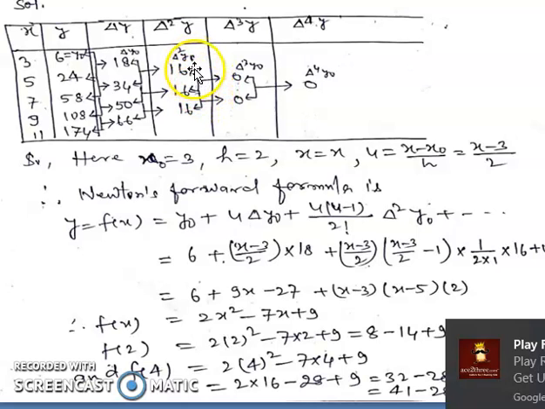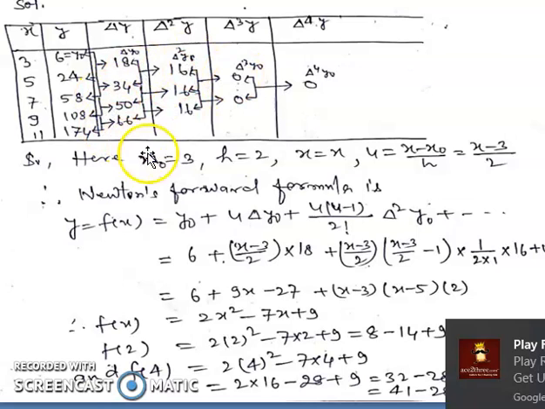Again, the difference between these two is 0, and again 0. That is del cube y0, the first value. And again the difference in the next column becomes 0, so that is del to the power 4 y0. So here is y0, then del y0, then del square y0, del cube y0, del 4 y0. The first values are like this: 6, 18, 16, 0 and 0.